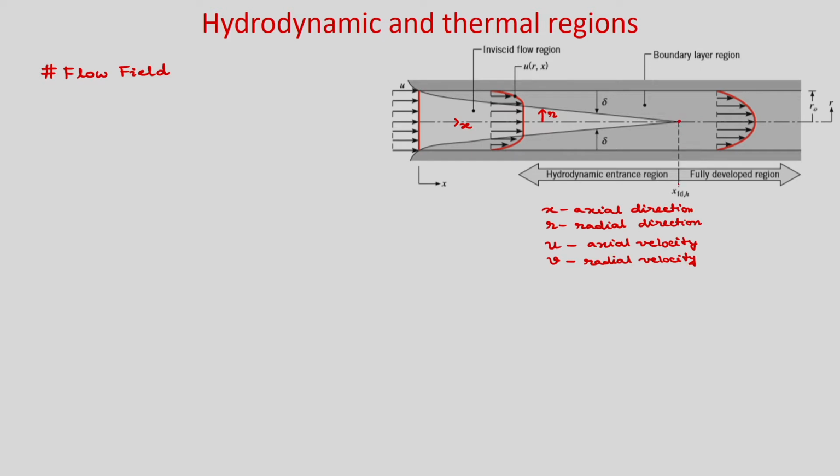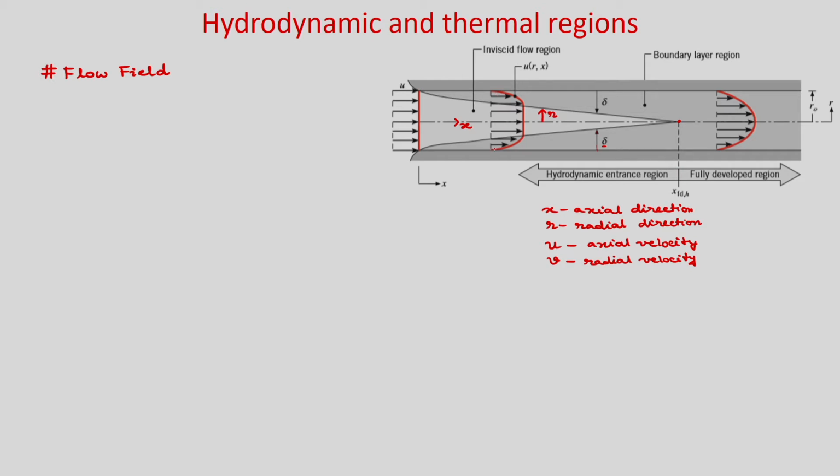Up to this point it is known as the entrance region or hydrodynamic entrance region, as we are considering only the flow field. You can see this is your velocity boundary layer thickness delta, and this delta gradually increases and merges at the central line, and this region is known as the entrance region. So, you can see how the velocity profile will look.